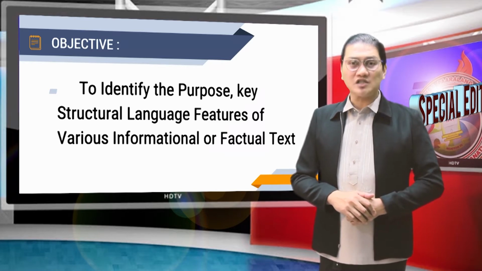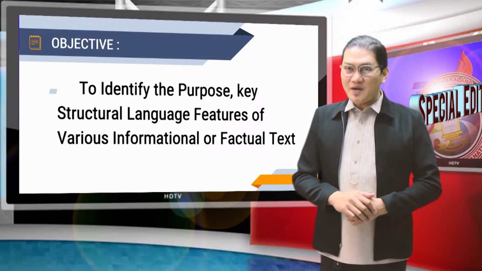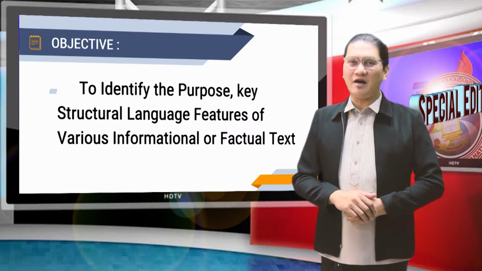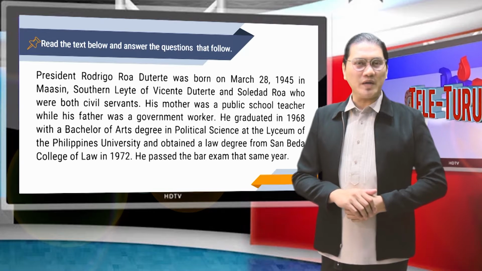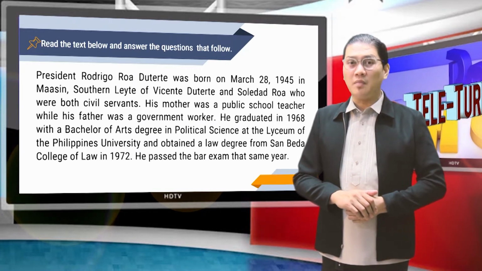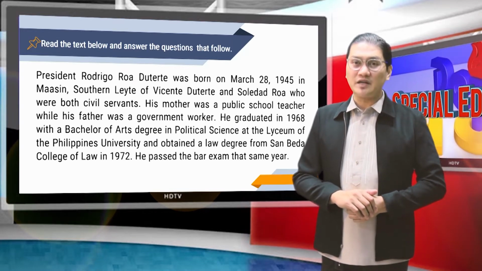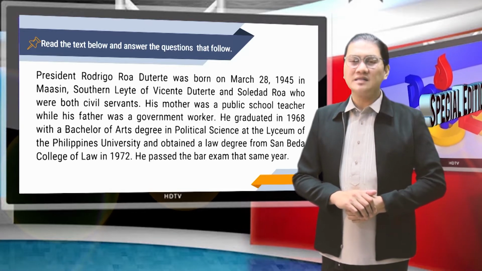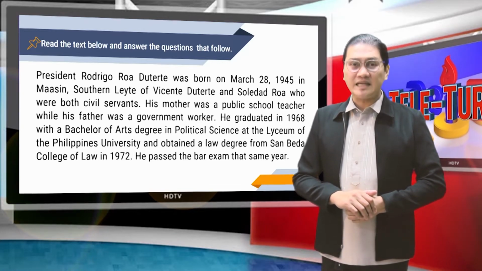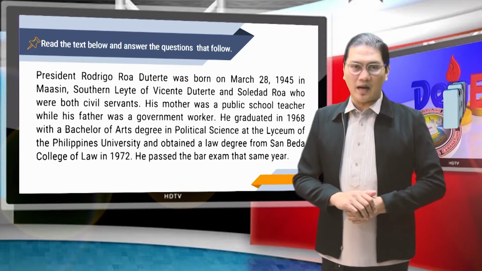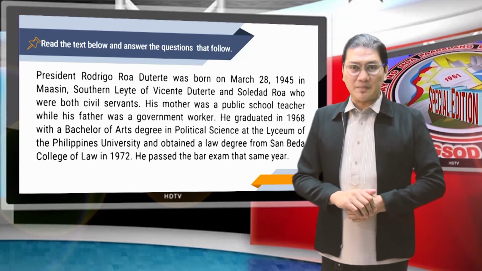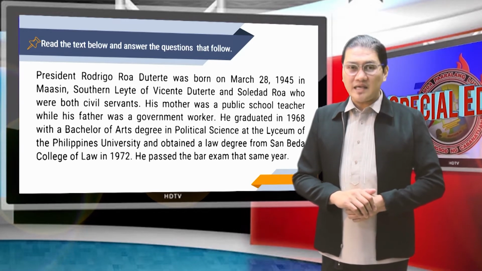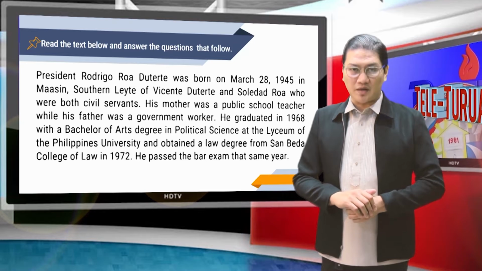Now, I have here a short selection. You have to listen attentively and be ready for the comprehension check after listening to it. President Rodrigo Roa Duterte was born on March 28, 1945 in Maasin, Southern Leyte of Vicente Duterte and Soledad Roa, who were both civil servants. His mother was a public school teacher while his father was a government worker.